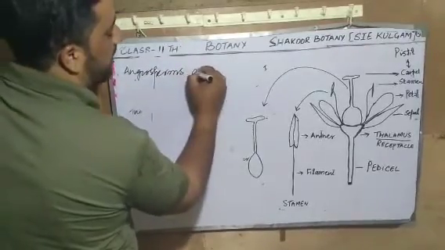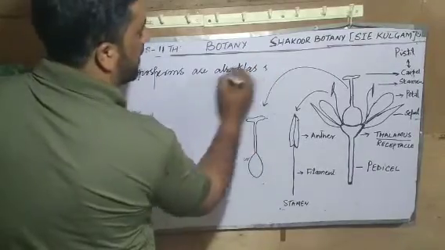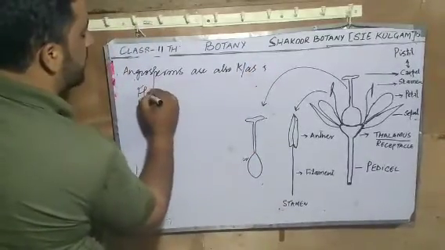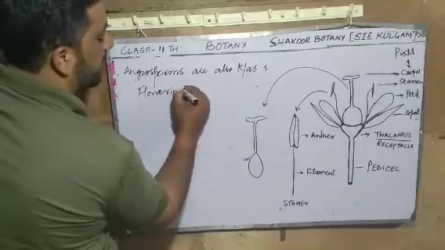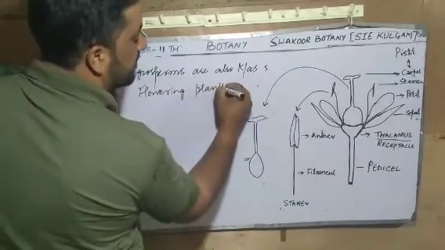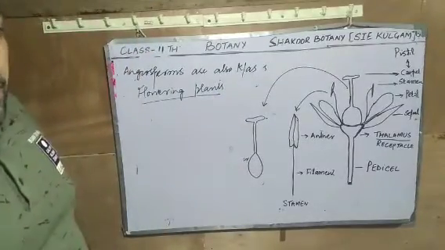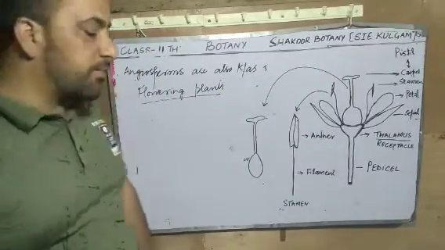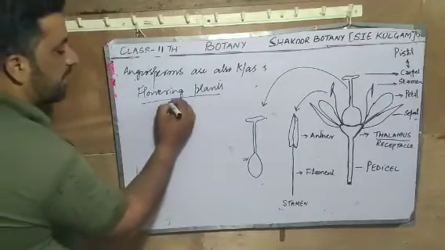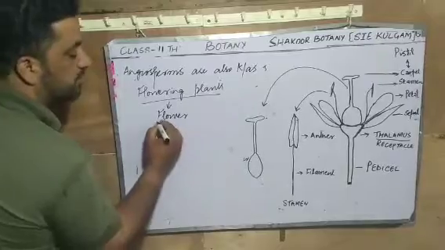I told you that angiosperms are also known as, इनका दूसरा नाम है, flowering plants. Remember, angiosperms are also called flowering plants, because they produce a special structure. That structure is called flower. Remember why they are called flowering plants: they produce a special structure that is called flower.